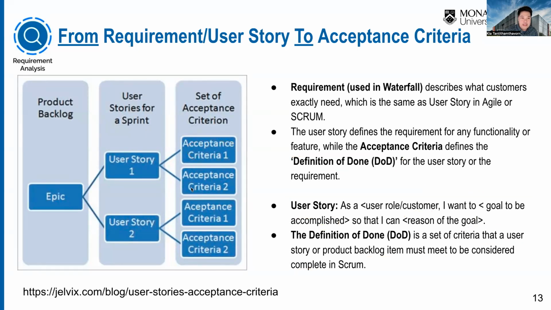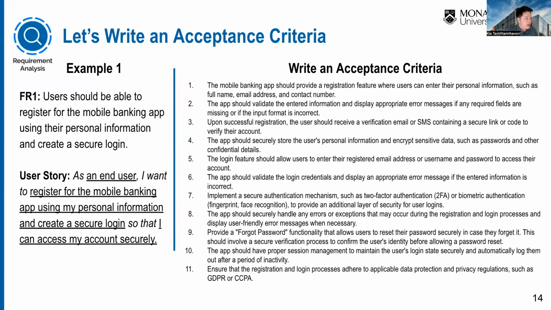Okay, let's see an example here. We will focus on the functional requirement number 1. Users should be able to register for the mobile banking app using their personal information and create a secure login. So let's write a user story together. As an end user, I want to register the mobile banking using this, so that I can access my account securely. That's the purpose of this requirement. Every requirement should have its own purpose, right?